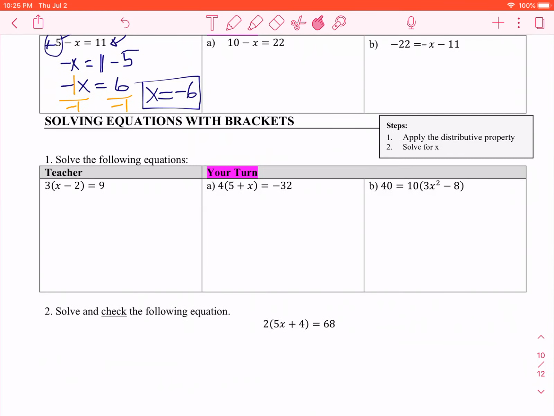For ones with brackets, okay, so your steps are here. You're just going to apply the distributive property like we did, and then afterwards it actually just becomes a two-step equation.